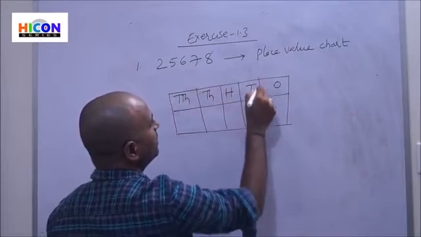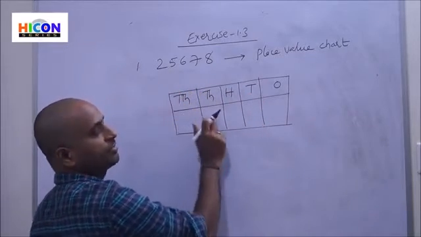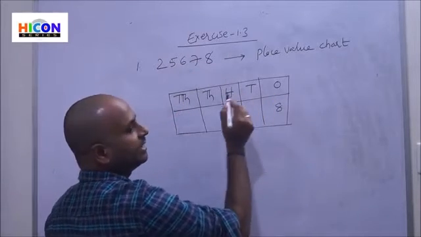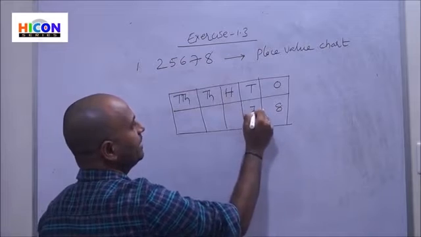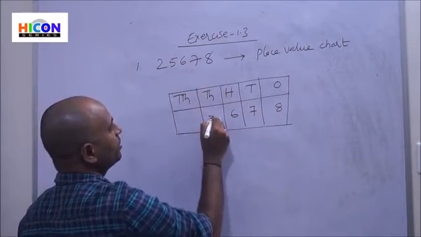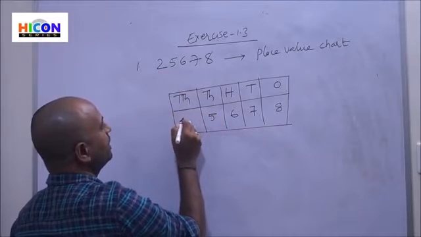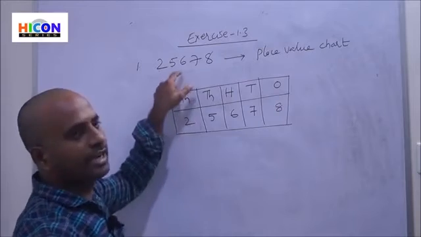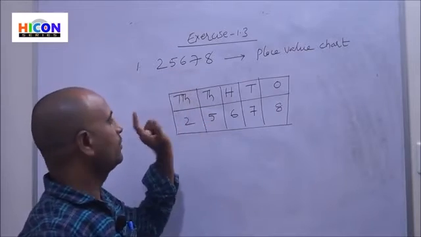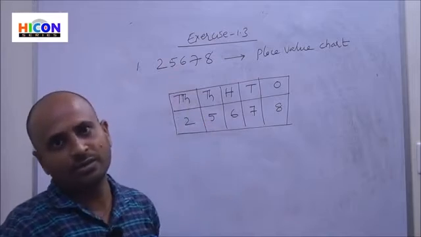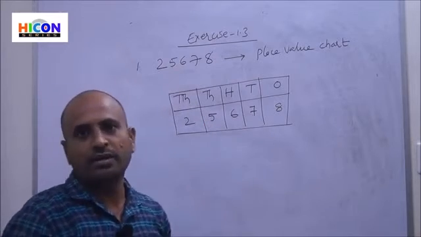Now insert every digit in the place value chart. So 8 is present in ones place, so write 8 in ones place, and write 7 in tens place, write 6 in hundreds place, write 5 in thousands place, and write 2 in 10,000s place. So this is the way of representing a given number in the place value chart. So first write the place value chart and insert the digits in the place value chart. So this is the answer.